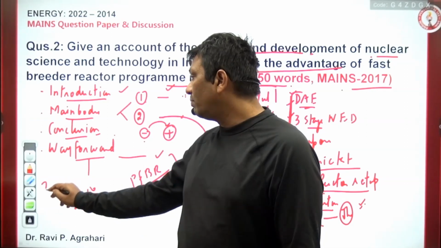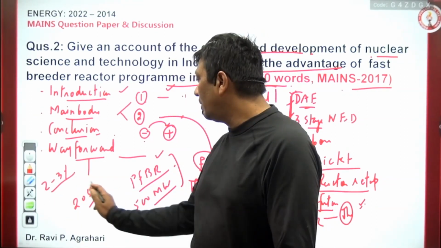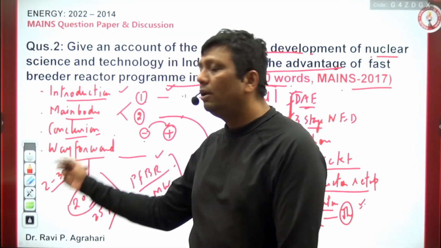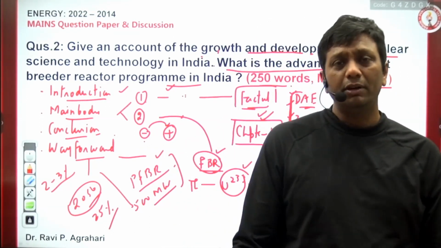Today, how much is nuclear energy based power generation in India? 2 to 3%. And India has a target for the coming future by 2050. How much? 25% of the whole electricity in India by nuclear energy. So in that way, you can sum up your answers as a way forward.